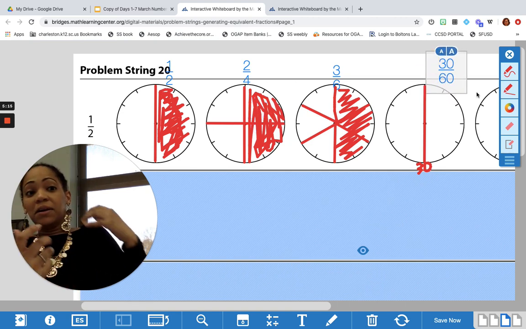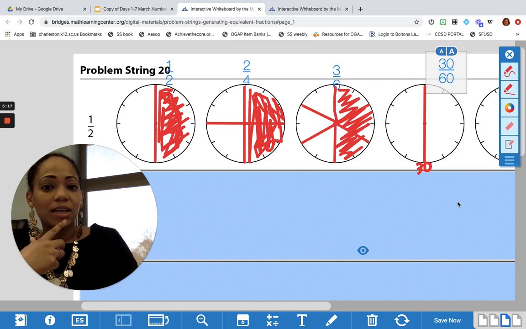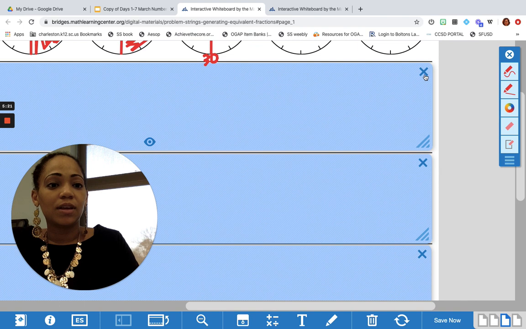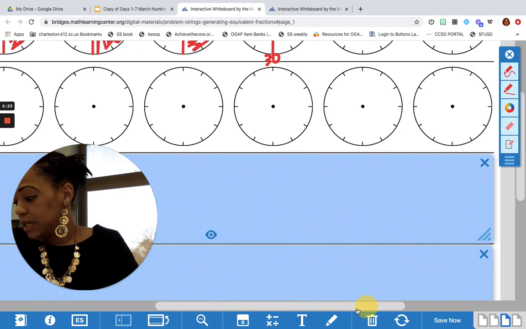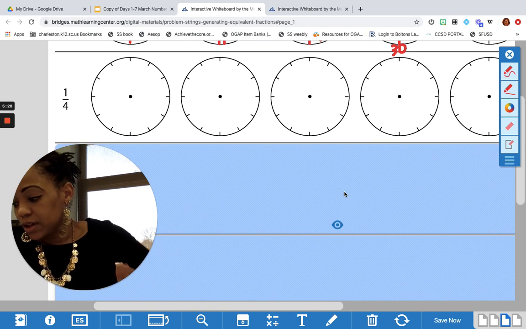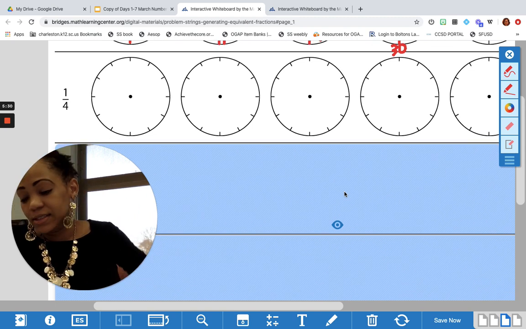Perfect. Great job. Let's go ahead and look at the next one. How many equivalent fractions can we find for 1/4 on this clock face?